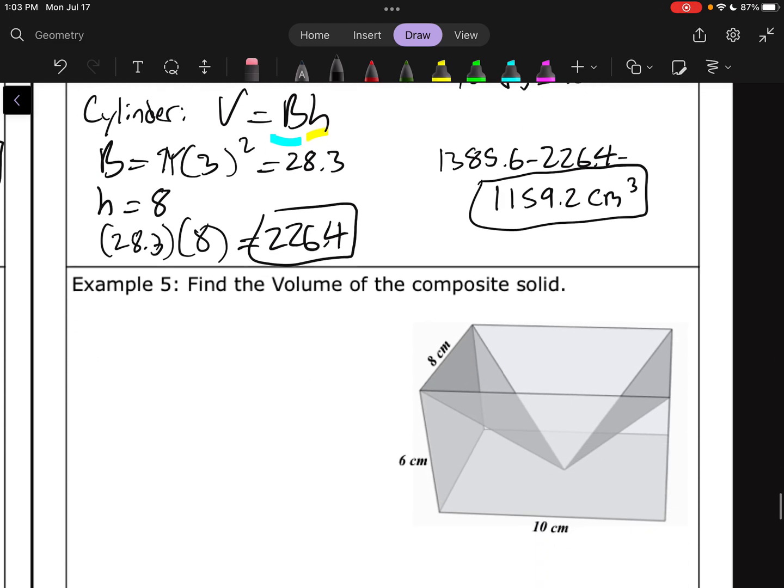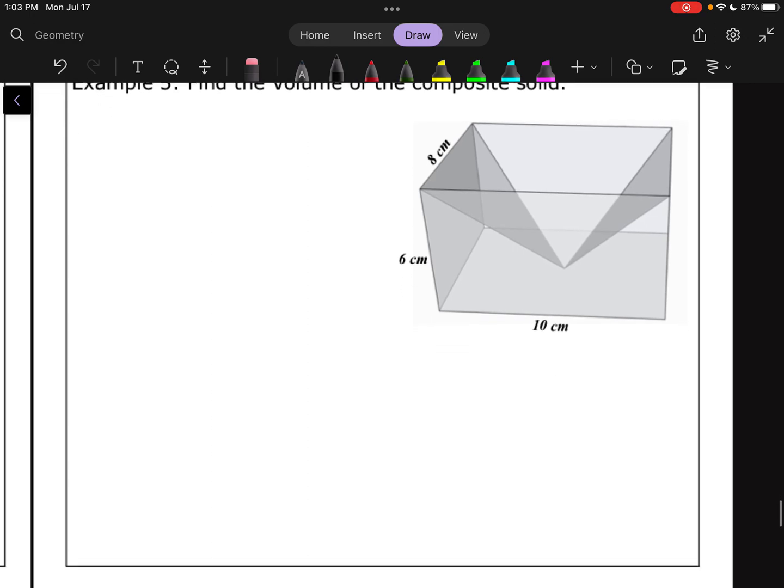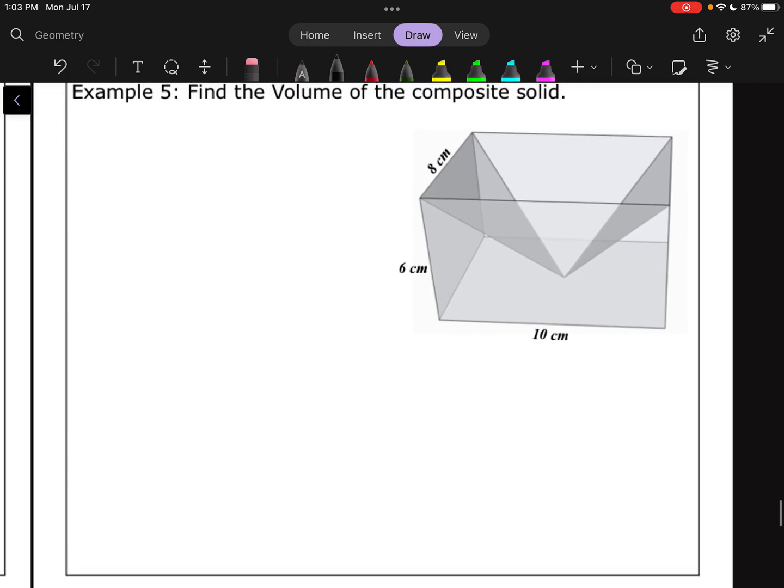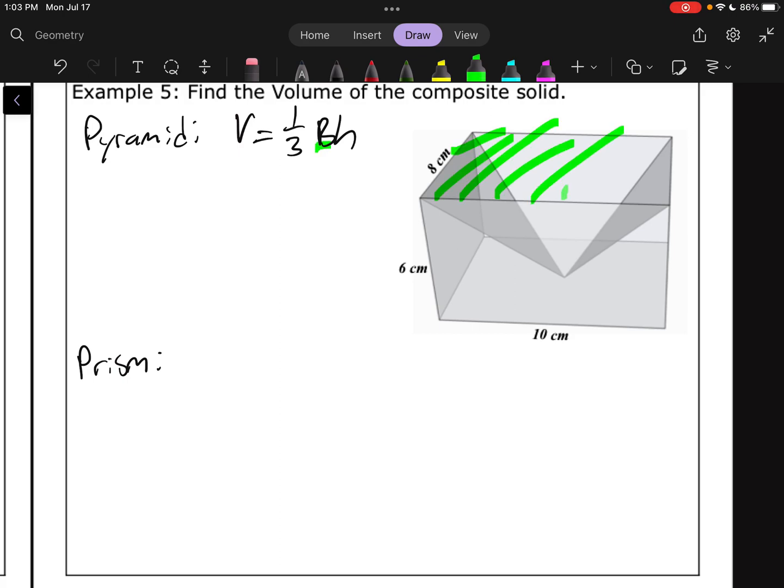Okay, so last one here. Looks like we got a rectangular prism and a pyramid. Same idea on this one. We have removed that pyramid from the prism. So a pyramid's formula is 1/3 big BH. The big B kind of represents the area of the base up here.